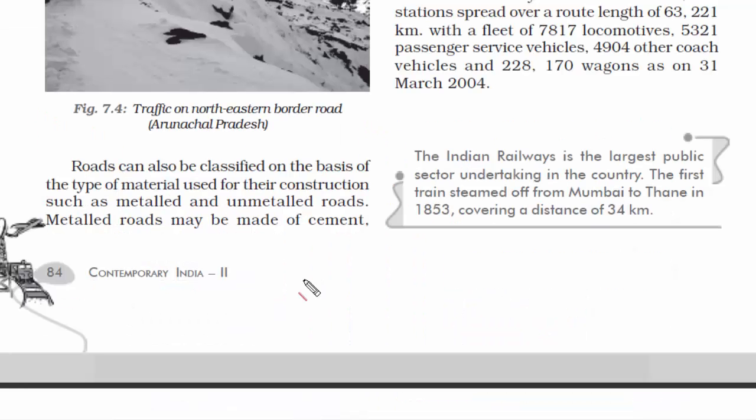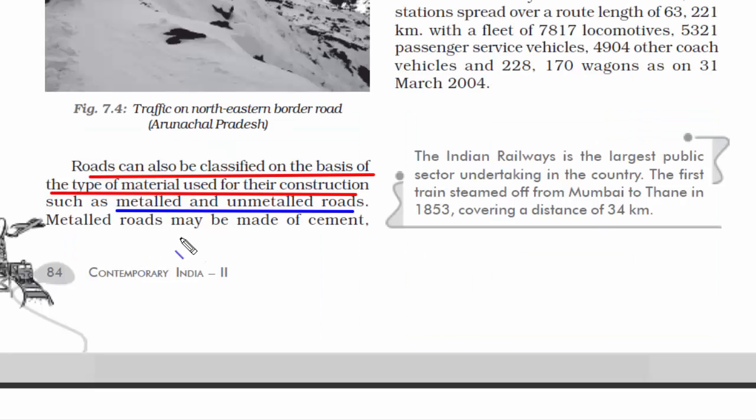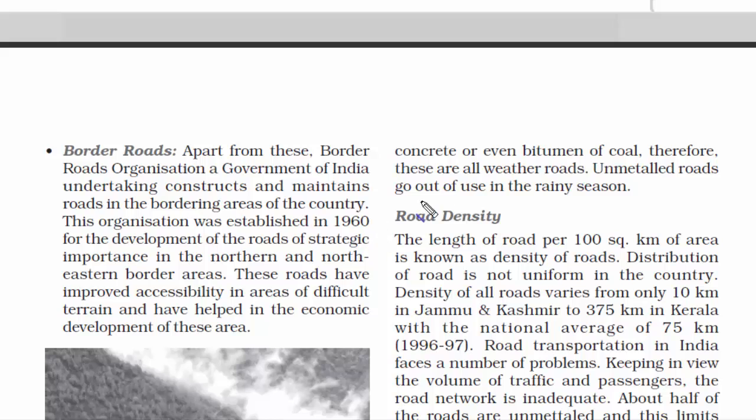Now that we have read about the classification of roads done in India, you must also know that roads can also be classified on the basis of the type of material that is used for their construction. And that is when we go on to say whether a road is a metalled or an unmetalled road. The meaning of metalled road is one which is made up of cement, concrete, which lasts in every season. It doesn't wash away. And there is another material apart from concrete which is used to make these metalled roads, and that is bitumen of coal.